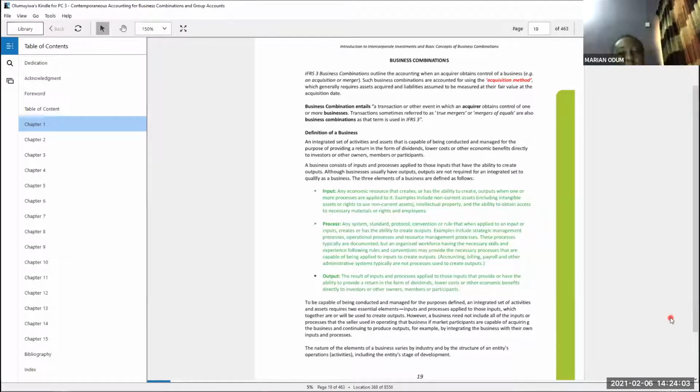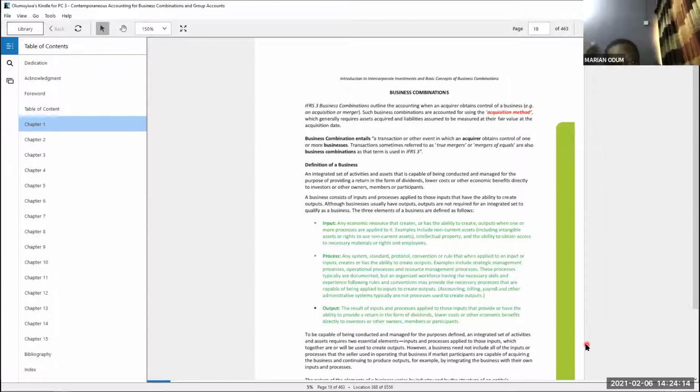Business combinations. IFRS 3 Business Combinations outlines the accounting when an acquirer obtains control of a business, for example, an acquisition or merger. Such business combinations are accounted for using the acquisition method, which generally requires assets acquired and liabilities assumed to be measured at their fair value at the acquisition date. A business combination entails a transaction or other event in which an acquirer obtains control of one or more businesses.